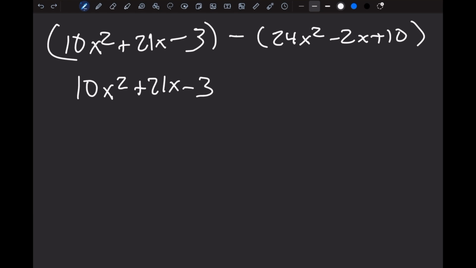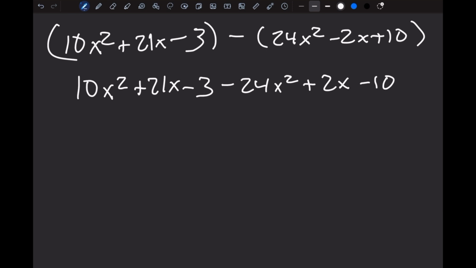So you basically just do -1 times each of these terms inside of the parentheses. So -1 times 24x squared gives you minus 24x squared. A negative times another negative gives you a positive 2x. And a negative times a positive gives you a minus 10. So now we have our whole equation written out. So now what we can do is combine like terms.